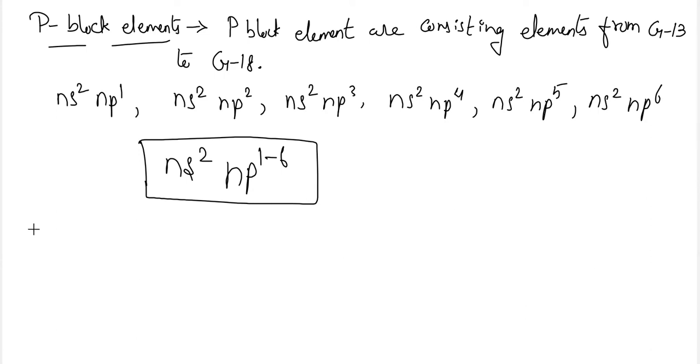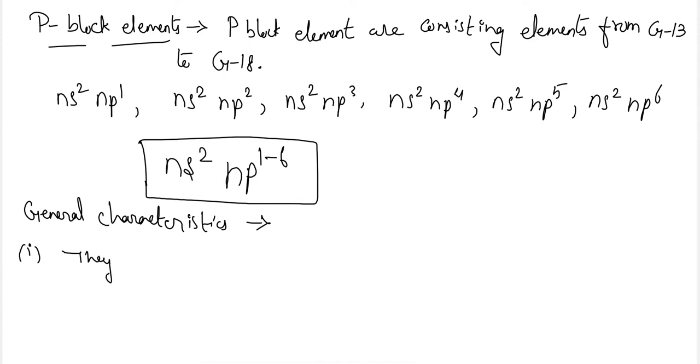Okay, now what are some of the general characteristics? Let's discuss this. The general characteristics for the p block elements: here we will see that they include both metals and non-metals.